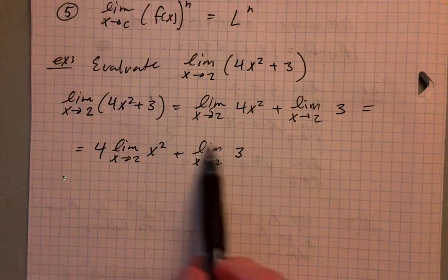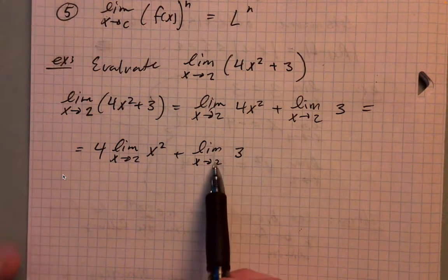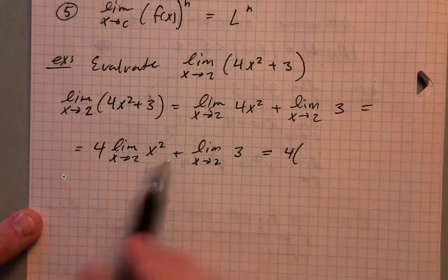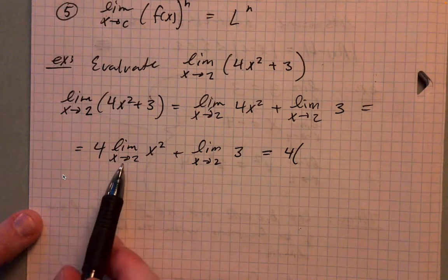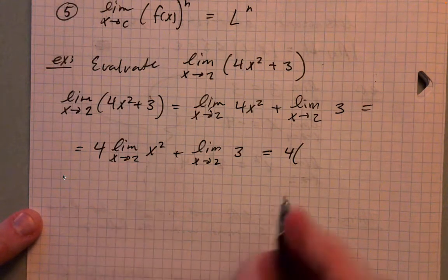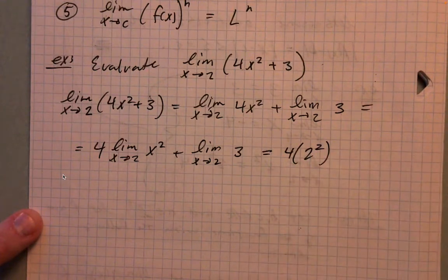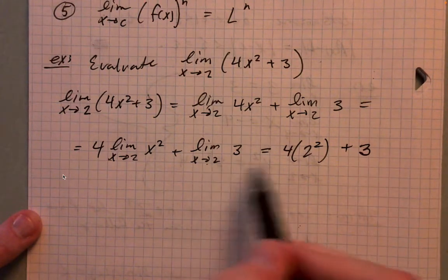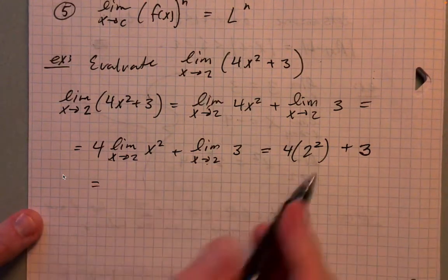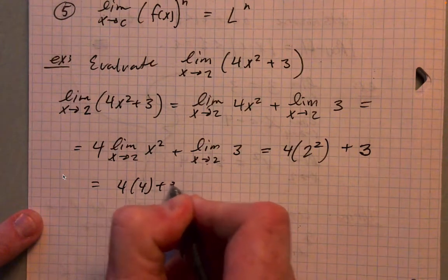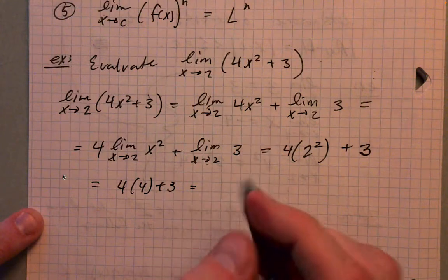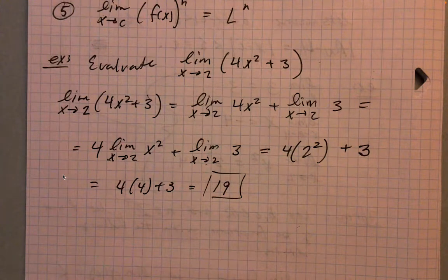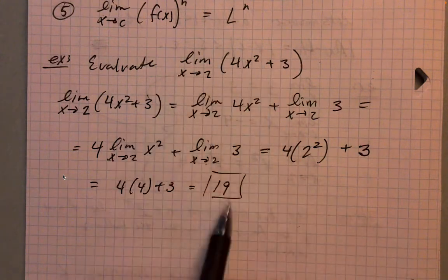And then this piece here would be a consequence of the prior theorem, so we would be able to evaluate those limits. So what we can see is that this is going to be 4 times, now the limit here is just 2 squared, right? And then plus, what's the limit here? It's going to be 3. The limit of a constant is the constant. So you can see that this would be 4 times 4 plus 3. So it would be 16 plus 3, which is 19. So this polynomial has a limit of 19.